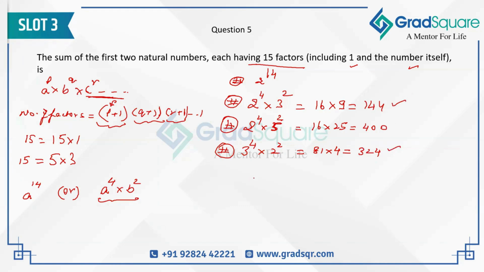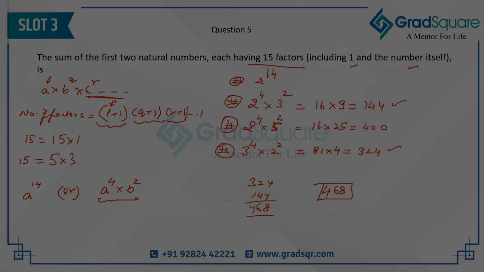Now, what are the two smallest numbers that we are looking at? 144 and 324. They're asking you the sum of these two numbers. So if you add these two numbers, it is going to be 468 as the answer for this particular question.